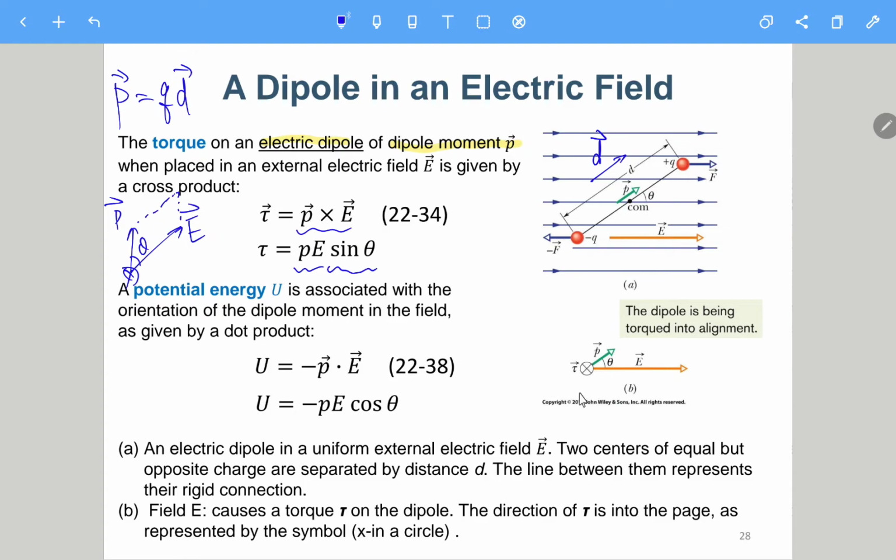So in this case, we have a p pointing to the top right, and the E field pointing to the right. If you use the right hand rule, we can determine that the torque on this one is pointing into the page. Which means that at this moment, this dipole will try to rotate clockwise, 会顺时针转. But actually, it will act like a simple harmonic motion.